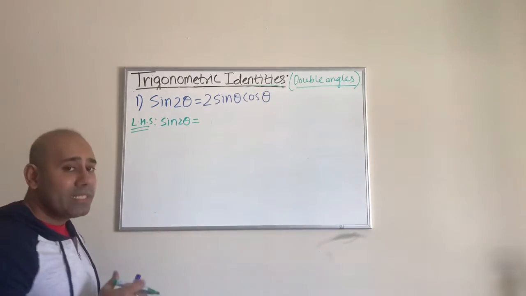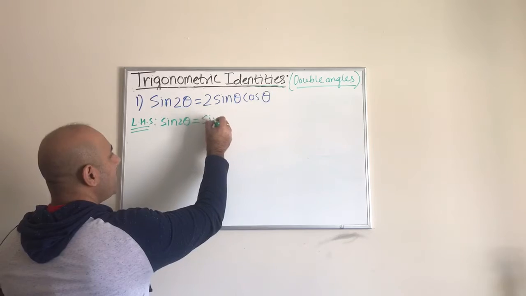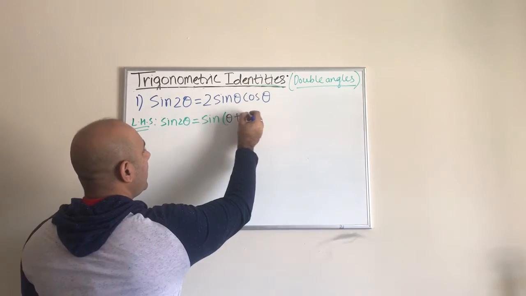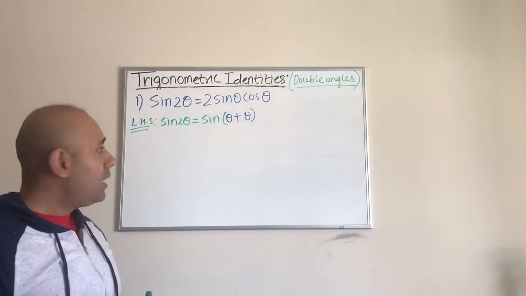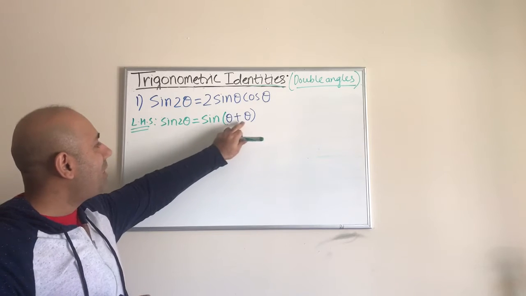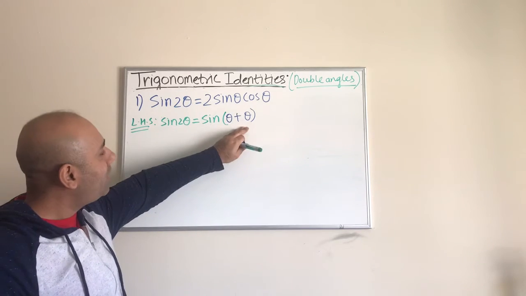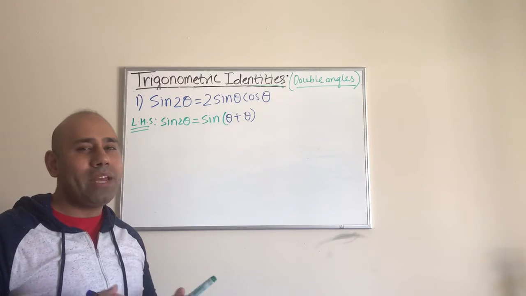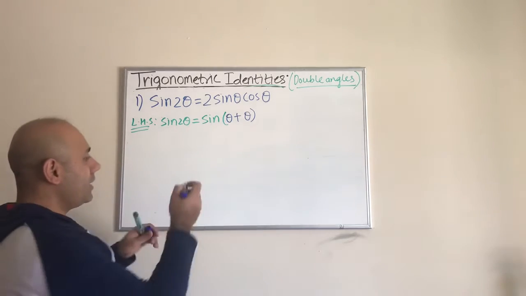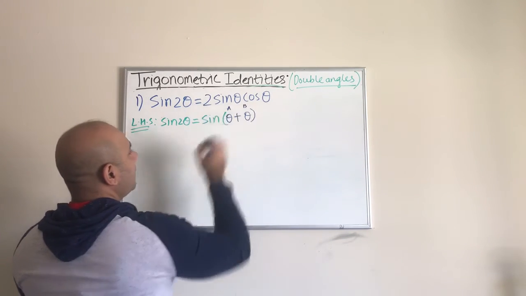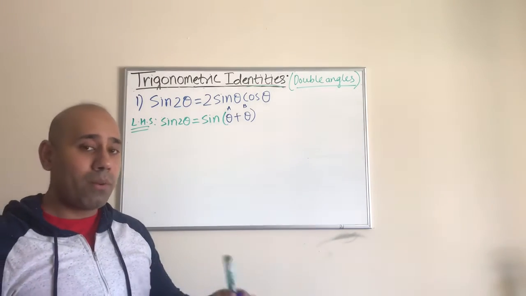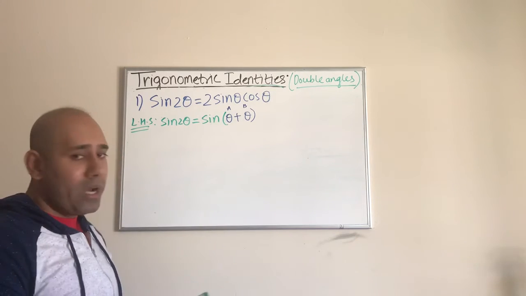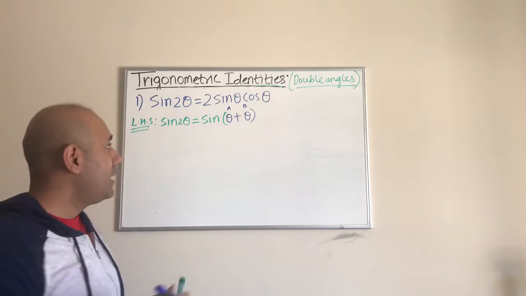So what I can do with the sine of 2 theta is break it down as sine of theta plus theta, because theta plus theta is 2 theta. When I look at this sine of theta plus theta, which is sine 2 theta, my left-hand side, it reminds me of the sine of A plus B, the sine of the sum. You can think of this as A, and this as B. We already talked about the sum and difference formulas and how to use them in my previous videos, so we already know the formula for the sine of the sum.